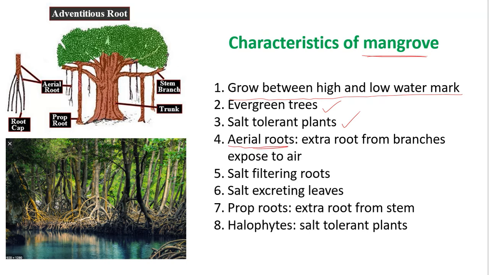They have what are referred to as aerial roots. You can see it from this diagram; these are aerial roots here. Aerial roots are extra roots from the branches, so take note, they are extra roots from the branches that are exposed to air. They have salt filtering roots, so the roots can filter out the salt to absorb the fresh water. They have salt excreting leaves, and they have prop roots. You see the prop roots here, which are extra roots from the stem that help with support. These plants are referred to as halophytes, which are salt tolerant plants.